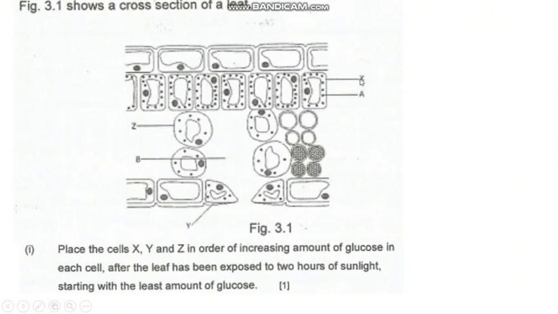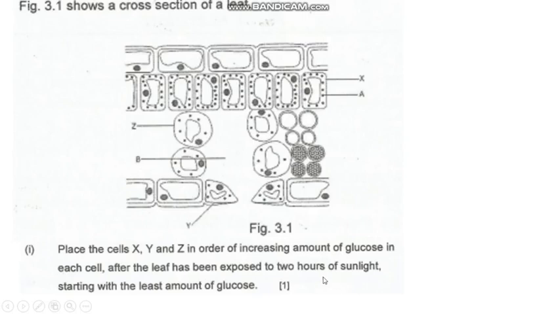So when you look at cell X, we know that this is the palisade cell, and the palisade cell contains a lot of chloroplast. Then we also have the sponge cells here. Okay, then you also have the guard cells. So the guard cells, they are the ones that have got the least amount of glucose. Okay, then followed by the sponge cells, and the palisade cells are the highest.